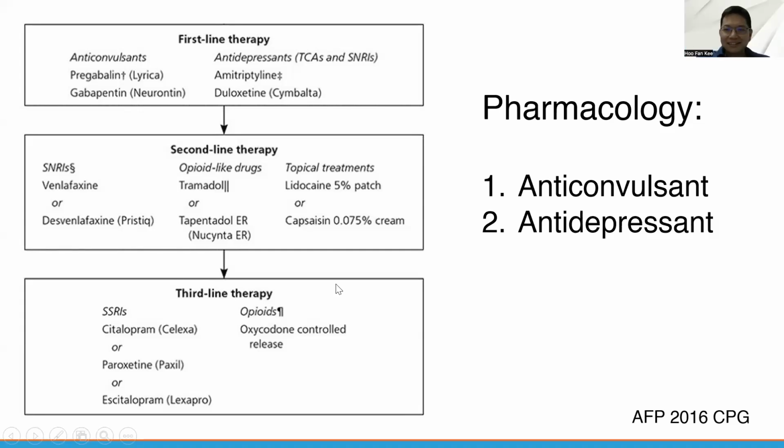So basically, this is a summary of the management of painful diabetic neuropathy, from the American Family Physician 2016 CPG. I think it's very simple and straightforward. If you encounter any patient in your clinic, you can consider first line therapy, second line therapy, and third line therapy if the drug is available in your clinic. Those are very simple ways we can manage this group of patients, which is not uncommon in our daily practice.